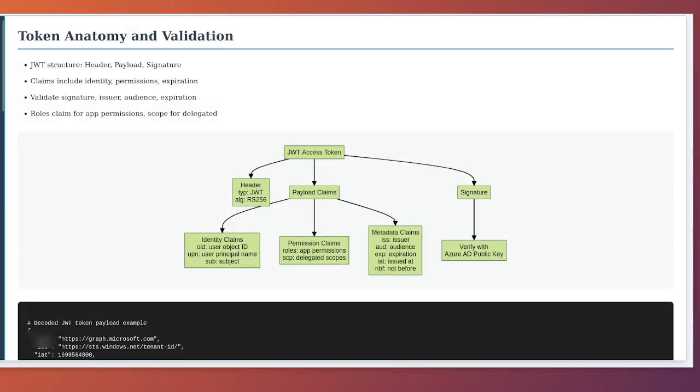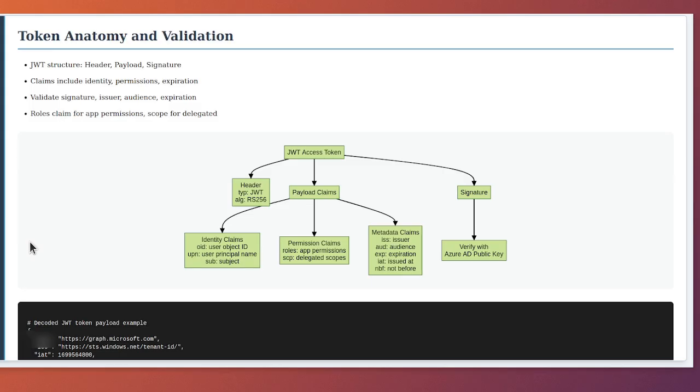Token anatomy and validation. Access tokens in Azure AD are JSON Web Tokens, or JWTs, and understanding their structure is important for troubleshooting authentication issues and implementing custom authorization logic in your applications. Unlike AWS SigV4 signatures which are computed for each request, Azure uses bearer tokens that are presented with API calls. These tokens contain claims that describe the identity and permissions of the caller.